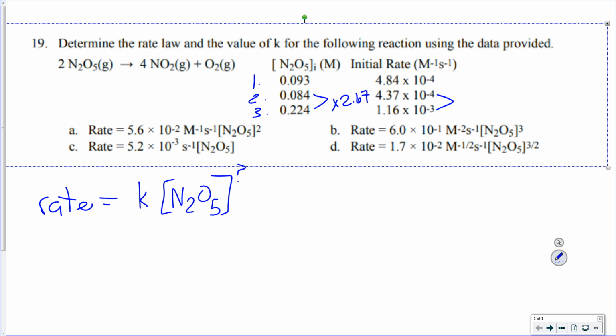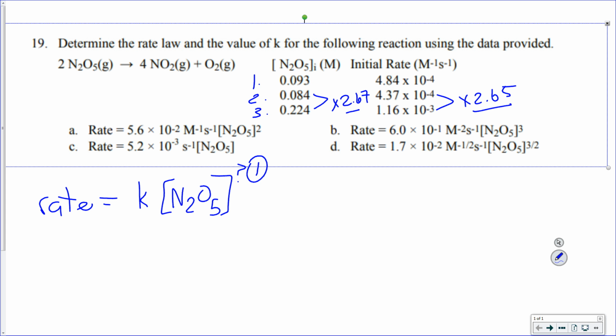If I look at the change in the rate, I see that it increases 2.65 times. So that's almost a 1-to-1 relationship. The fact that you increase the concentration by a factor and the rate increases by the same factor tells me that this is first order.